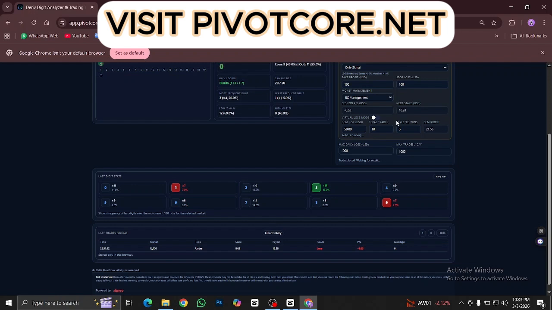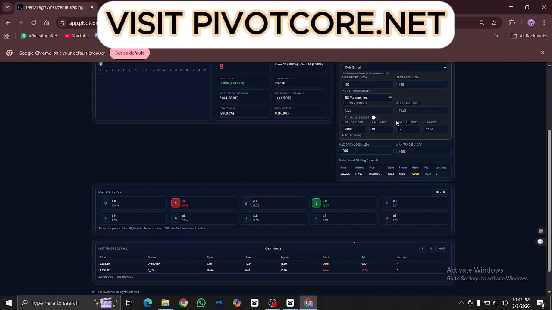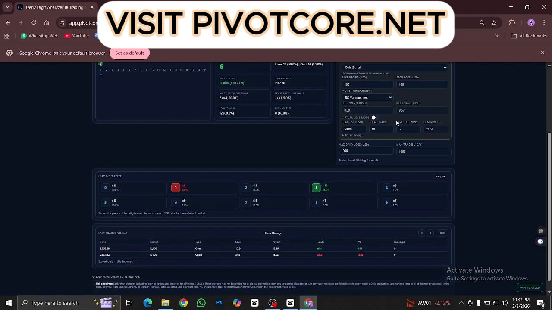It analyzes tick patterns in real time. For the 5 under strategy, it looks for those specific low-digit trends, and for 4 over, it catches the momentum of the higher digits. The best part? It's completely automated. Once you set your parameters, your stake, your target profit, and your stop loss, you just hit start and watch it execute.